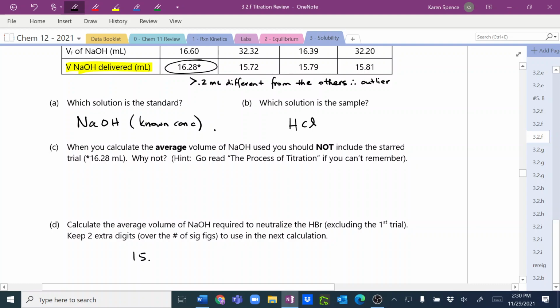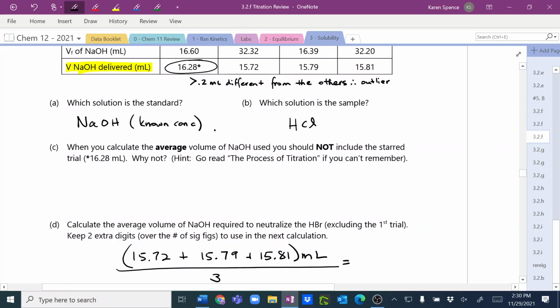We've got 15.72 plus 15.79 plus 15.81. Those are all milliliters, and we're going to divide by 3. Oh, I didn't divide by 3. 15.77. There we go. 15.773 milliliters. That's better.